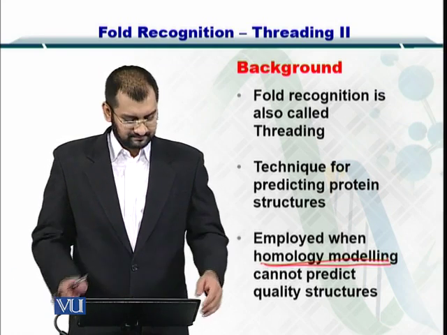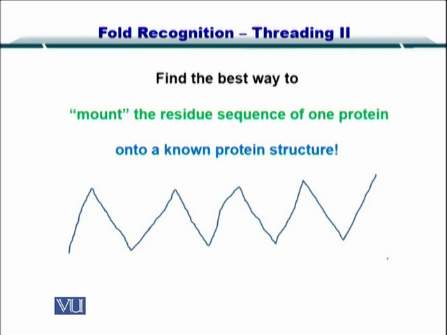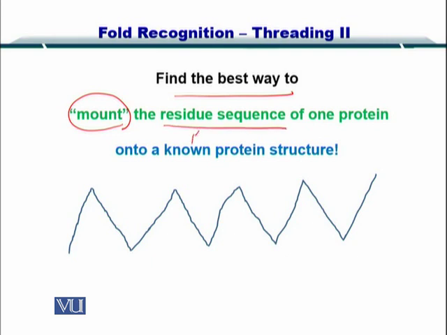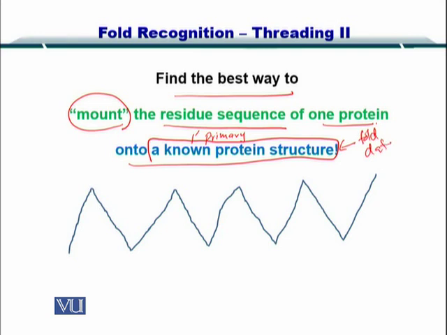low alignment. So here let's work on an example to find the best fold for a sequence. The best way to find that is to mount the residue sequence, that is the primary sequence of a protein, onto a known protein structure. This known protein structure is coming from a structure database or fold database. One of such databases is called SCOP, which means Structural Classification of Proteins.